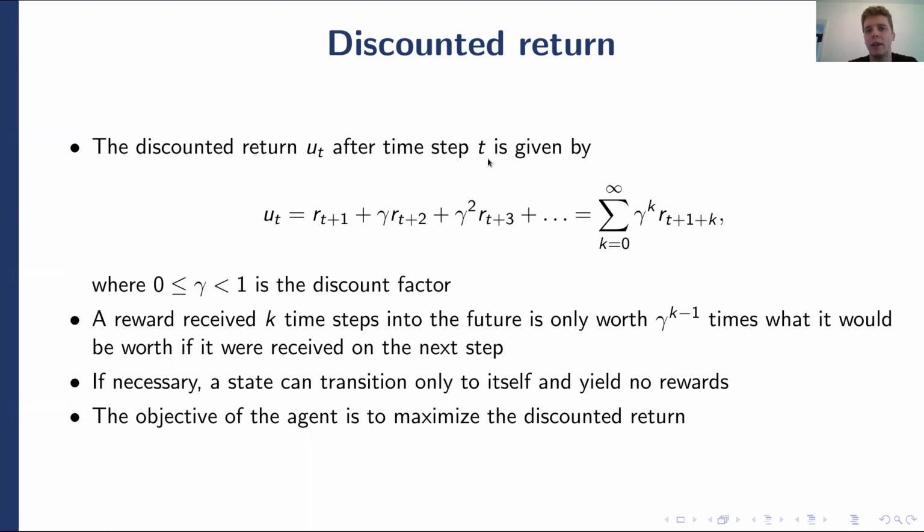So let's suppose that I'm in a given time step t. I'm going to denote by u_t the sum of rewards that follow time step t, so t plus 1, t plus 2, t plus 3, and so on, up to infinity. And I'm going to scale each of these rewards by a constant for which I'll increase the exponent.